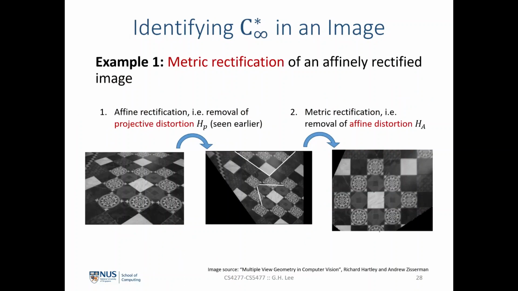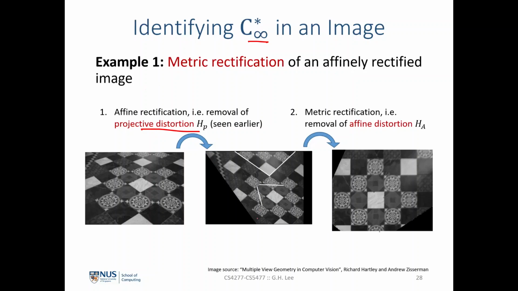Previously, when we talked about the line at infinity, we saw how to make use of the identification of the projection of the line at infinity on an image to do projective rectification. But I have also mentioned that after the projective rectification, we are still remaining with an affine distortion here. So now I will show how to make use of C infinity star, the dual of the circular points, which is a degenerate conic, to do metric rectification of an affinely rectified image.